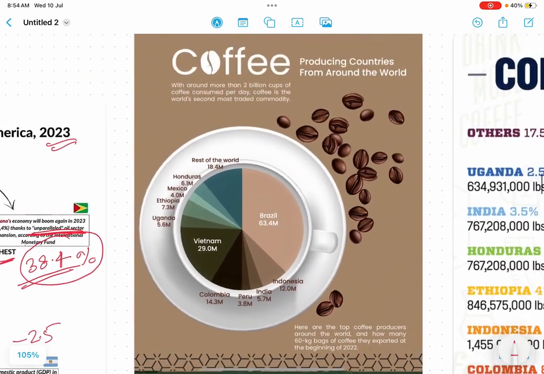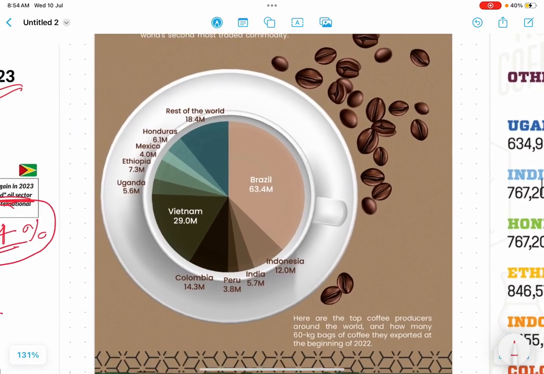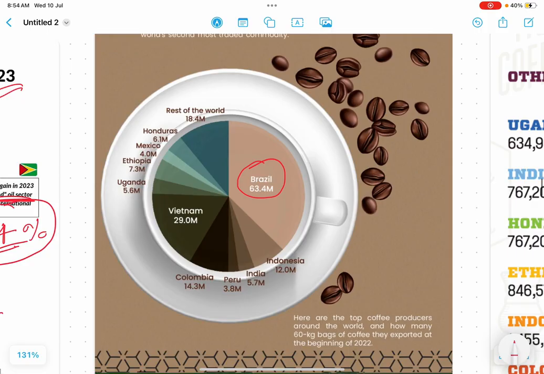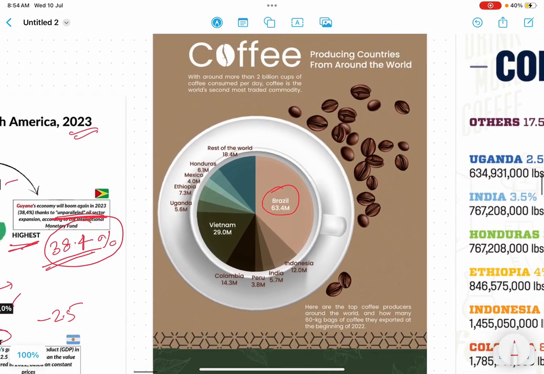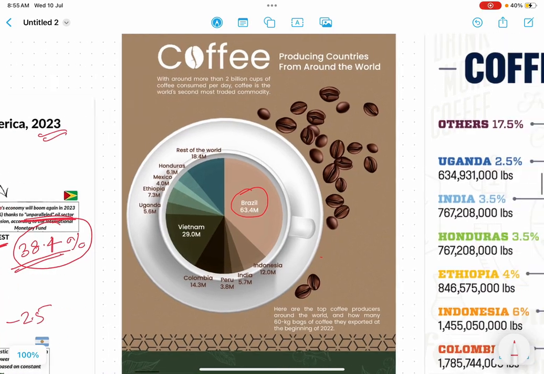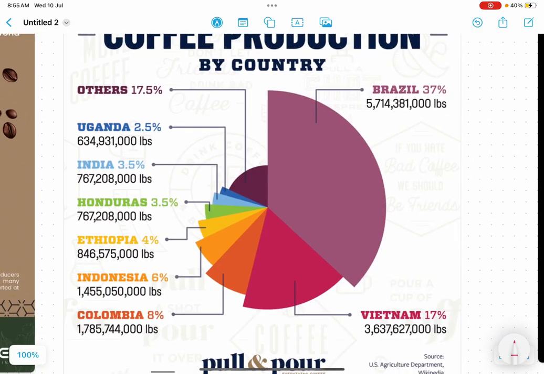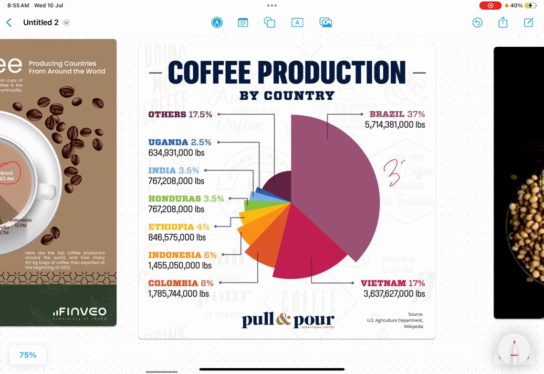The next map is for coffee. As you can see, production of coffee in the world. Brazil is 63 million tons. This is not in terms of percentage. Remember that, not in percentage, but in terms of million tons, right? Let's see in terms of percentage. As you can see, in coffee production by country, 37% is from Brazil.